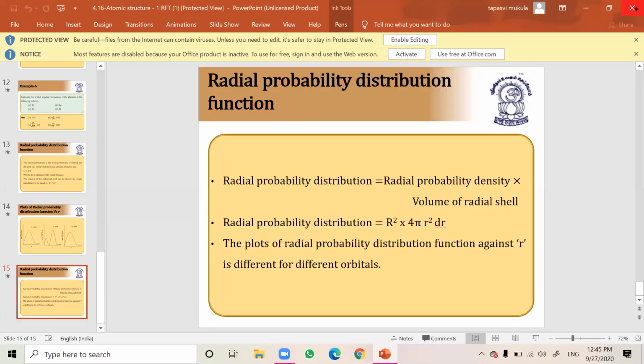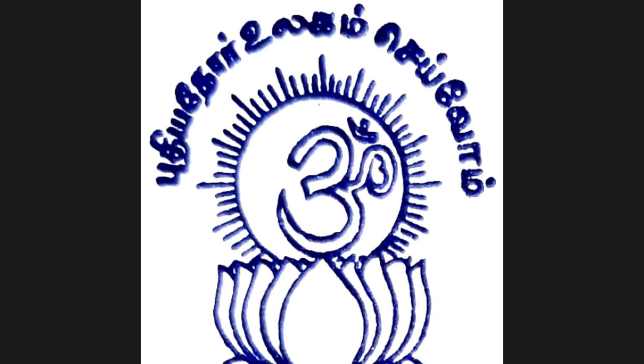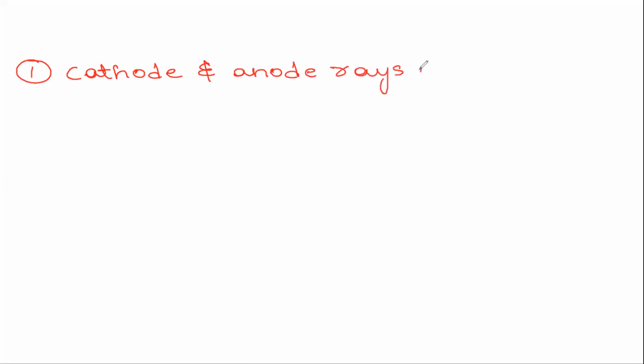So these entire lectures are finished for atomic structure. Now I'm writing the summary of the lecture sheet, the summary of the chapter. Very, very important. Just note down what we have done in atomic structure, which are the important topics. First one: we have cathode ray and anode ray properties, only statement based questions. If you concentrate on these topics, you will definitely be able to answer objective questions clearly.